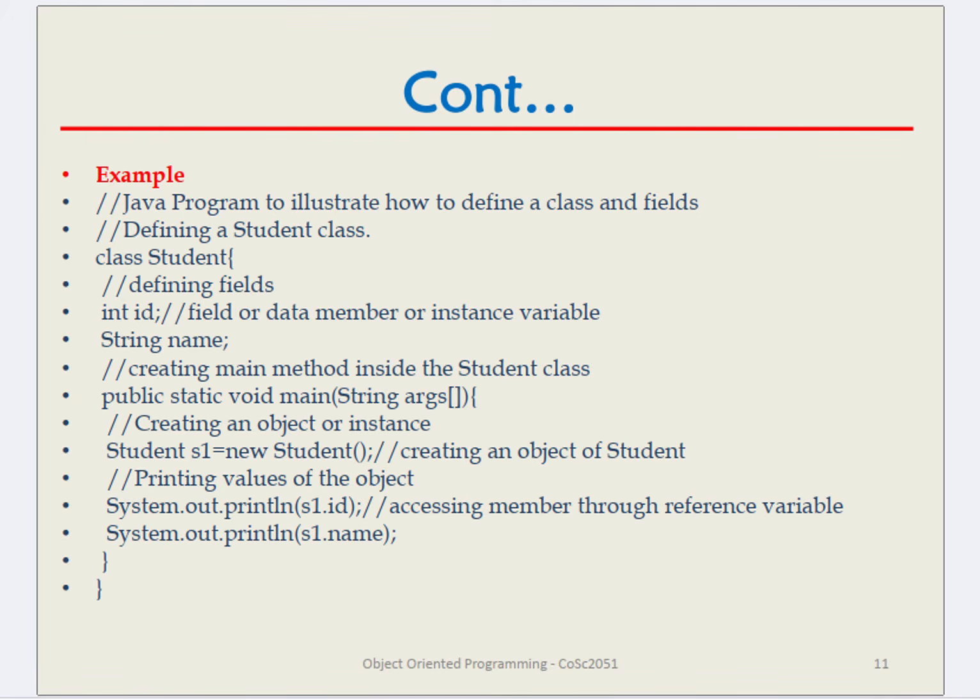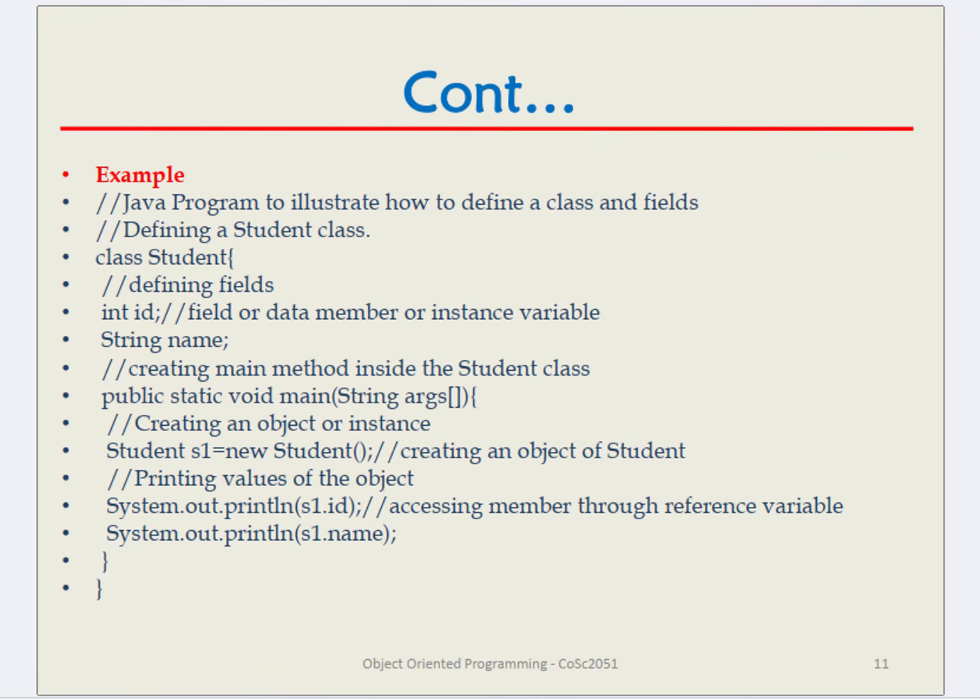Example: Java program to illustrate how to define a class and fields. Defining a student class. class Student, defining fields: int id, a field, data member or instance variable; String name. Creating main method inside the student class: public static void main(String args[]). Creating an object or instance: Student s1 = new Student(); creating an object of student. Printing values of the object: System.out.println(s1.id), accessing member through reference variable; System.out.println(s1.name).